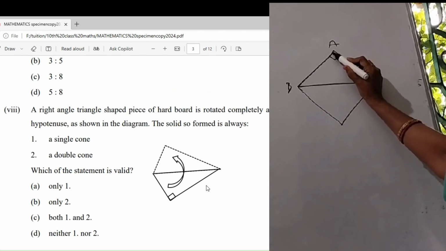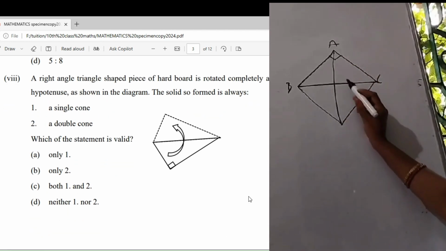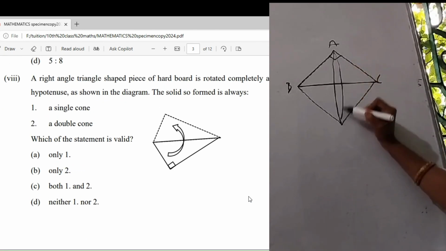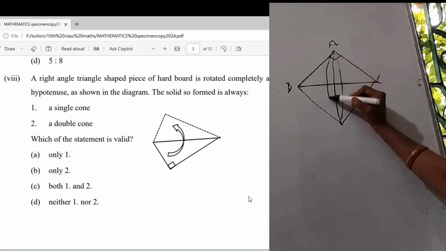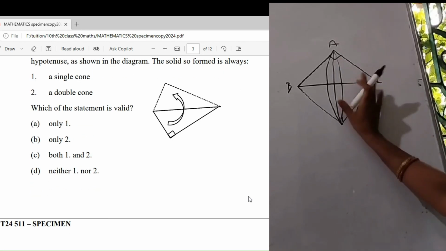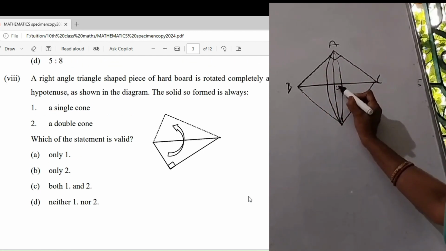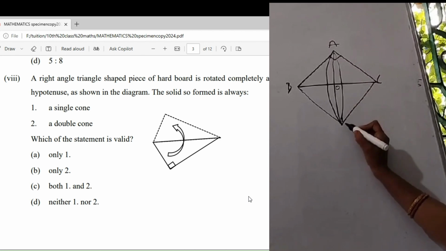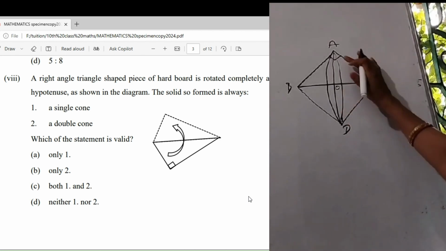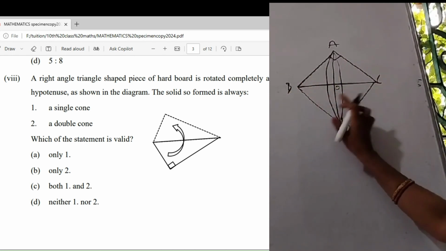Then this is a circle, you see this one. When this is rotated, it forms a cone here and a cone here. Let this point be O, and AC meets the circle at D. ACDO is a cone, and ADB is a cone. So this is your double cone.